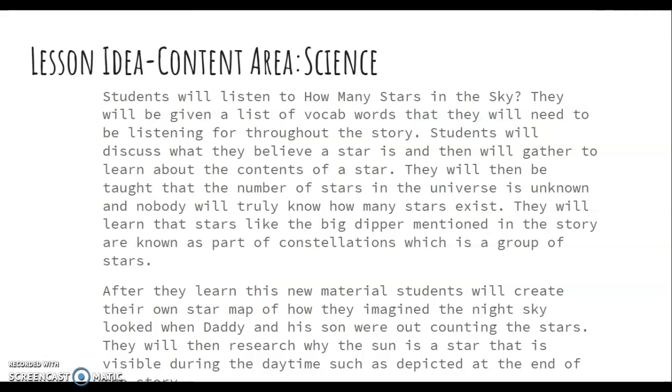And then they will create their own star map of how they would imagine that the night sky looked when the dad and his son were out counting the stars in the country and throughout the town. They will then research why the sun is a star, and this is mentioned at the end of the story when the son asks about it as well.